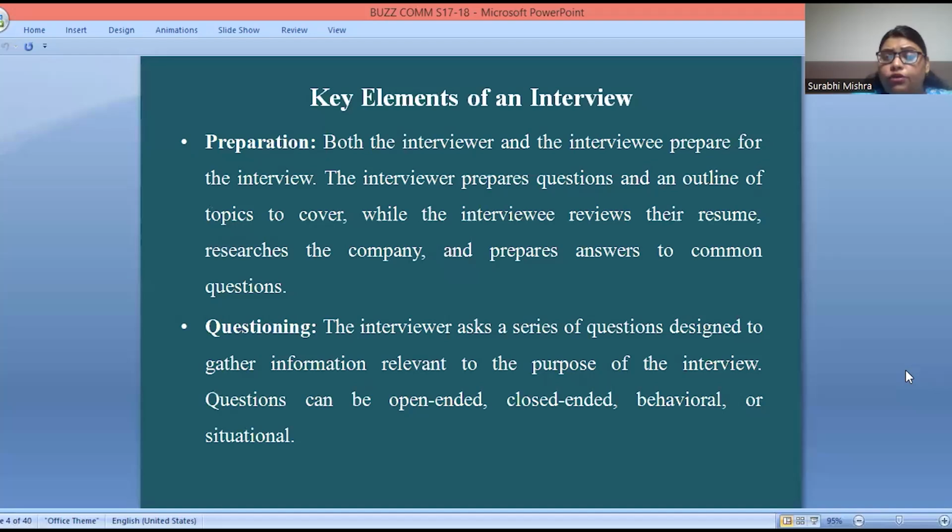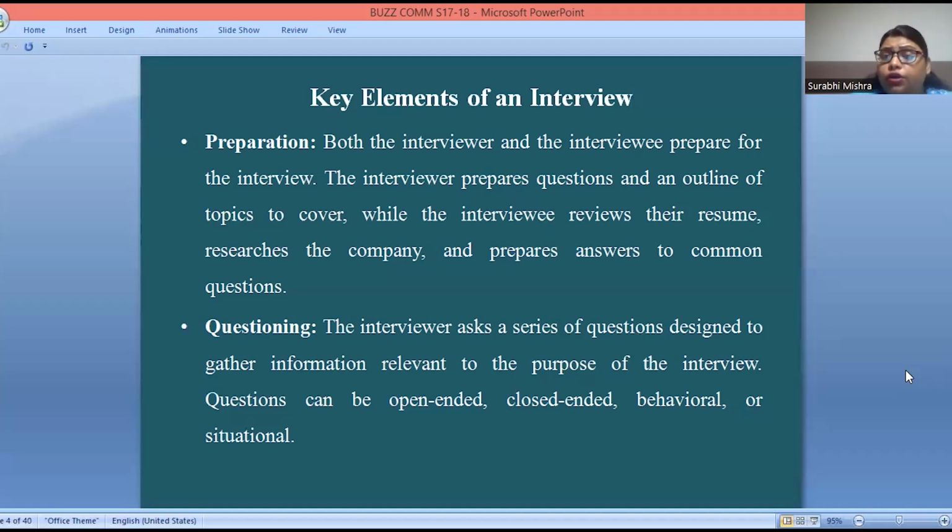First we'll discuss what the key elements of an interview are. Coming to the very first aspect, preparation. Both the interviewer and the interviewee have to prepare themselves for an interview. Now, the question arises, why will the interviewer prepare? The interviewer will prepare so that he may ask questions, must outline the topics he is going to cover, and which questions he is going to ask. The interviewer also prepares herself or himself to conduct an interview, right?